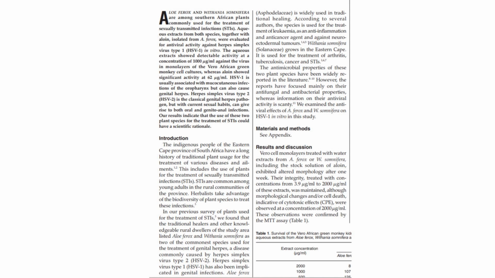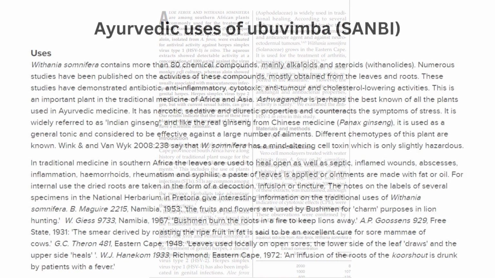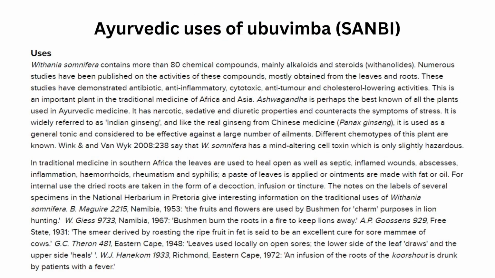So, according to the South African National Biodiversity Institute, SANBI, the following uses are mentioned. The leaves are used to heal open sores as well as septic wounds and abscesses, inflammation, and hemorrhoids. It's also used to treat rheumatism and syphilis. So the leaves are used to make an ointment with animal fat, and this is what is used to treat the sores and wounds and inflammation.